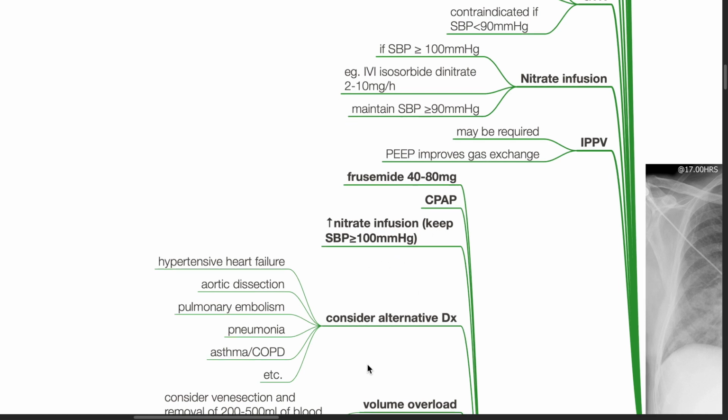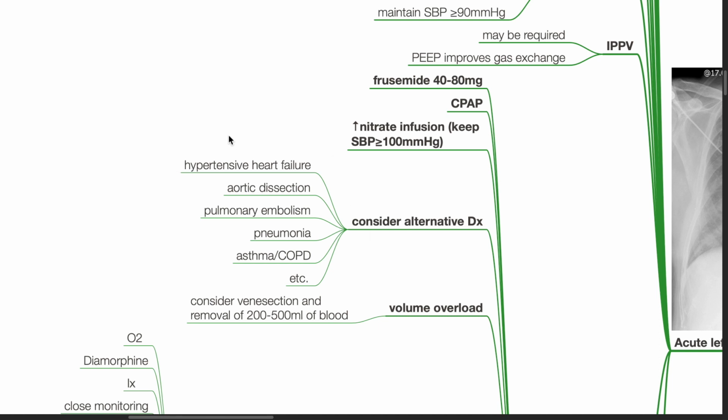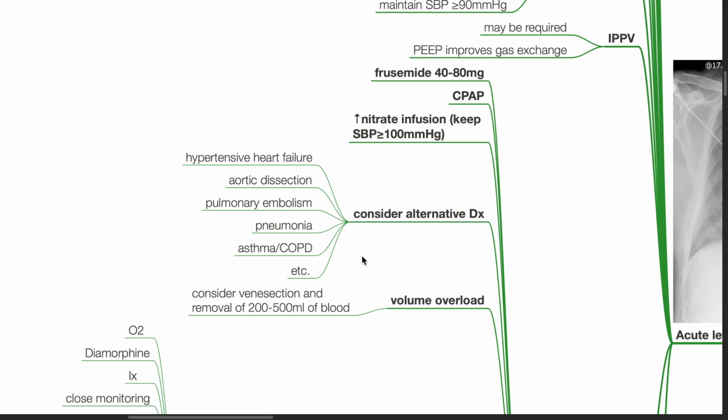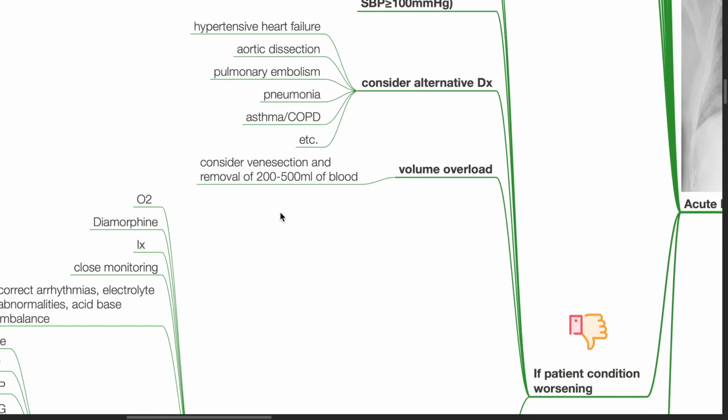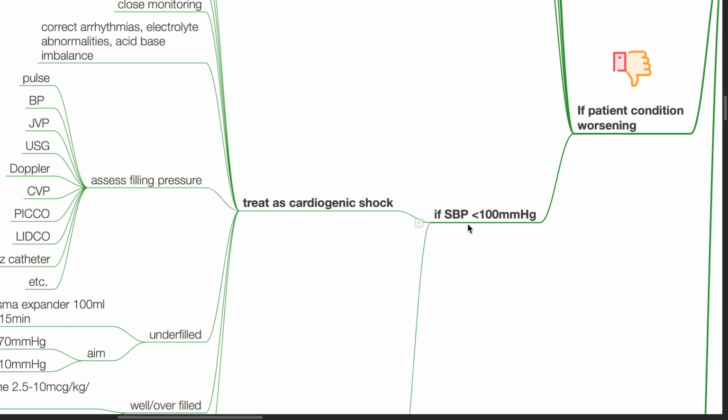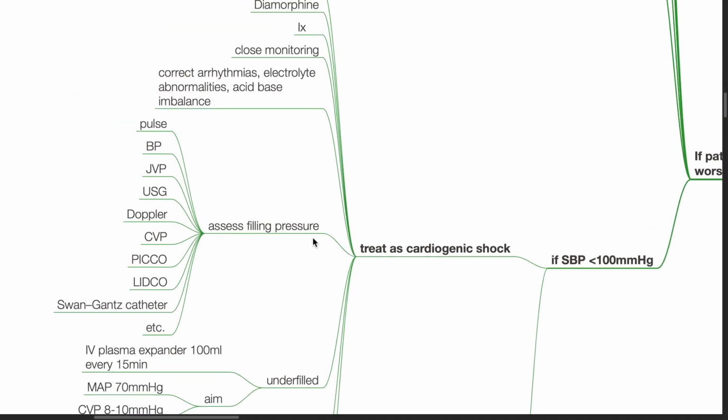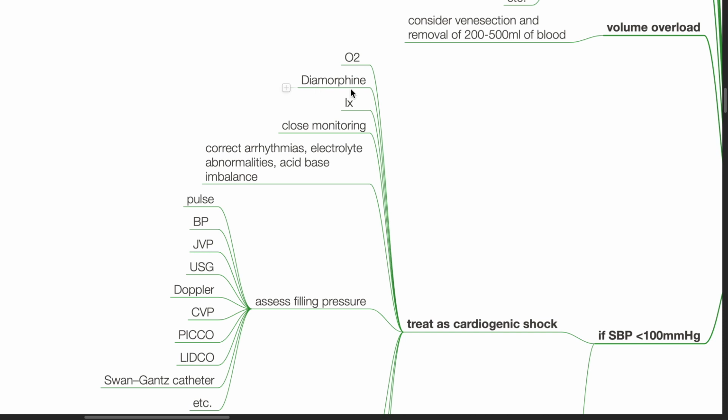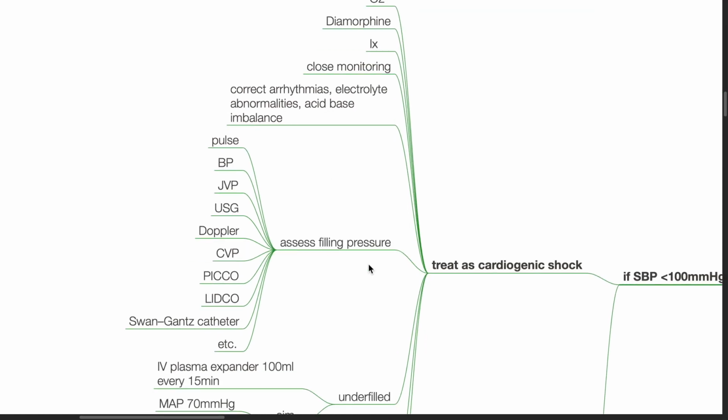Consider alternative diagnoses such as hypertensive heart failure, aortic dissection, pulmonary embolism, pneumonia, asthma, COPD, etc. In volume overload patients, consider venesection and removal of 200 to 500 ml of blood. If SBP is less than 100 mmHg, treat as cardiogenic shock: administer oxygen, diamorphine, investigations as mentioned, close monitoring, correct arrhythmias, electrolyte abnormalities and acid-base imbalance. Assess filling pressure by pulse, BP, JVP, ultrasound, Doppler, CVP, and if available, PiCCO, LiDCO, and Swan-Ganz catheter.